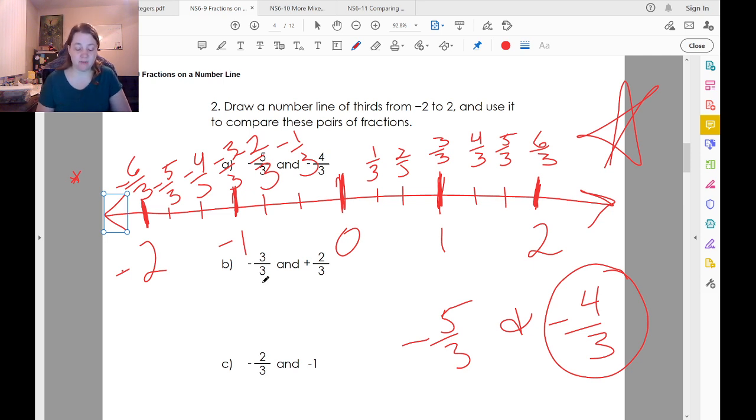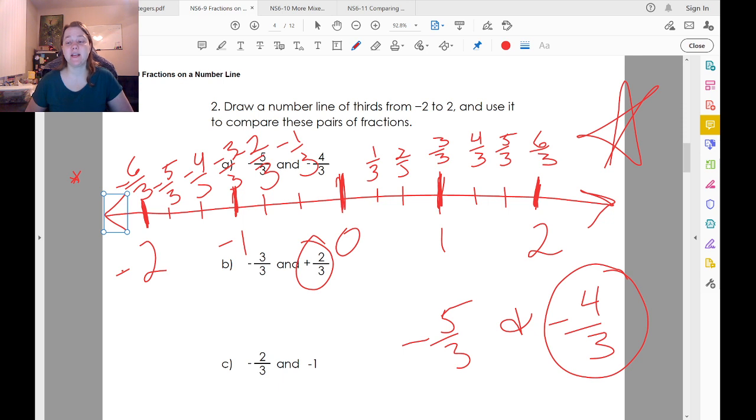Over here, we have -3/3 or +2/3. -3/3 is always going to be to the left of the 0. Anything that's negative will always be to the left of 0. 2/3 is positive. That's always going to be to the right of 0. Positive numbers are always bigger. That's pretty much a freebie.